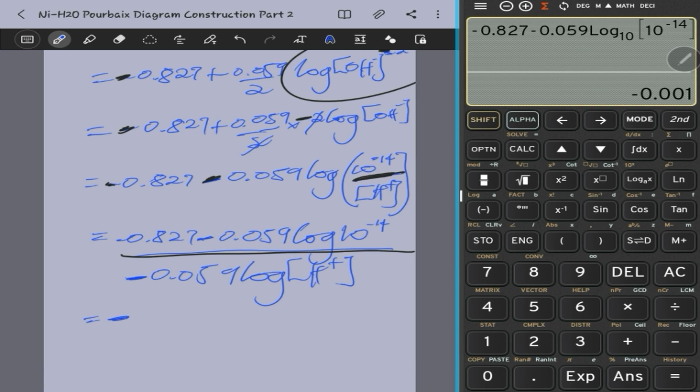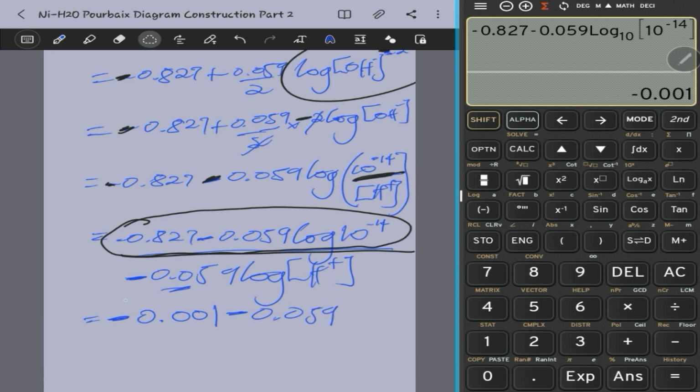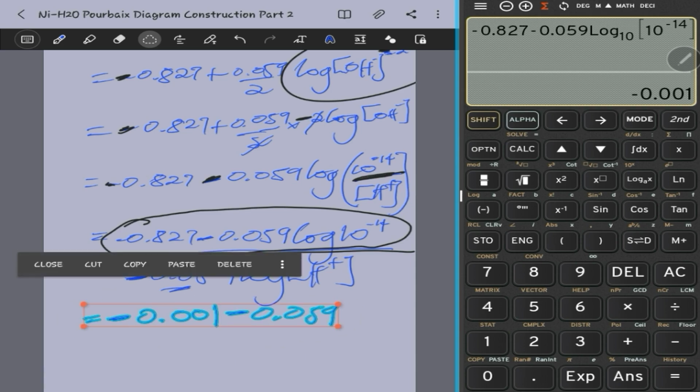So we have minus 0.001, which is about 0. Should we keep it? Let's keep it. We'll do the rounding later, just for us to see what's happening. So now we've cleared all this to the minus 0.001. So we are on this part here. So minus, here we have 0.059. Let's simplify this side.